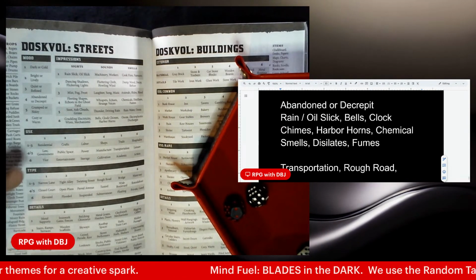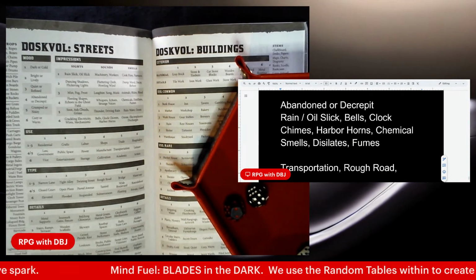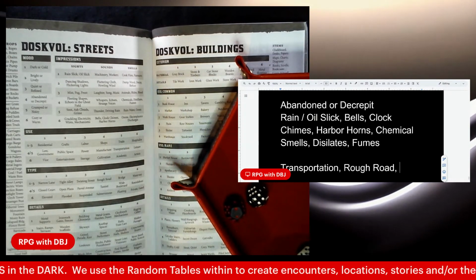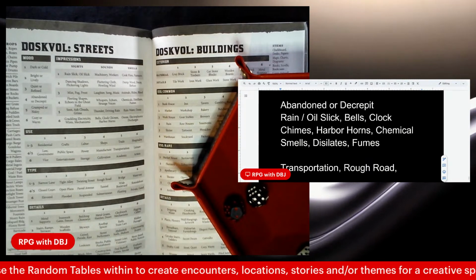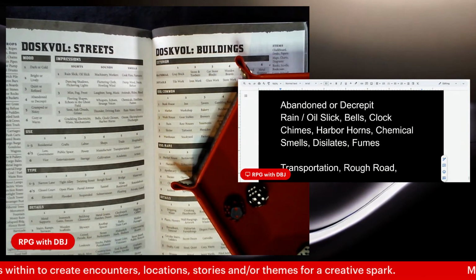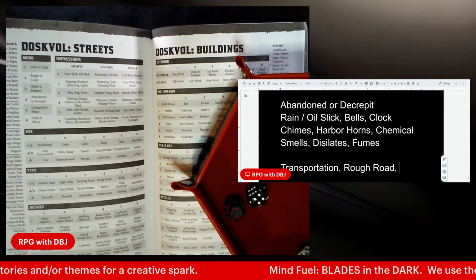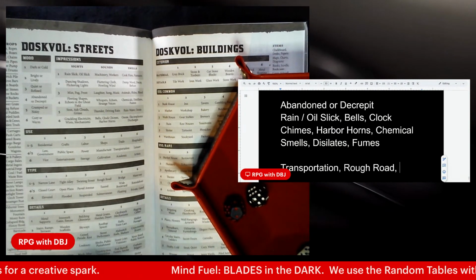Now, mind you, how many times do you roll on these tables? I don't know, whatever. Till you find something that you like, which, by the way, you don't even have to roll. You could just take a look at the tables and go, no, no, no. Ooh, that made me think about something. Yeah, I like that. Right. Let me see.